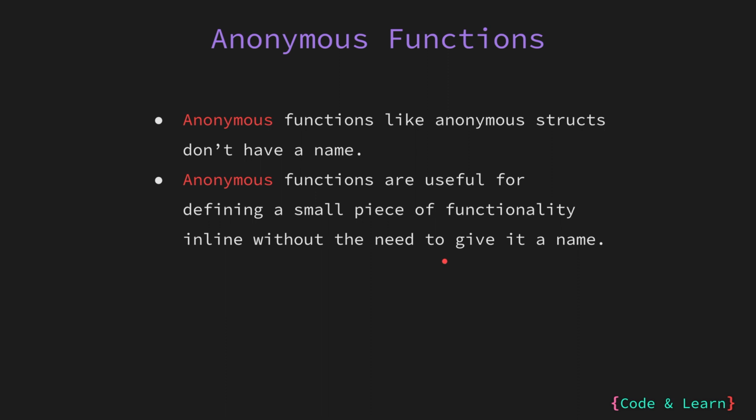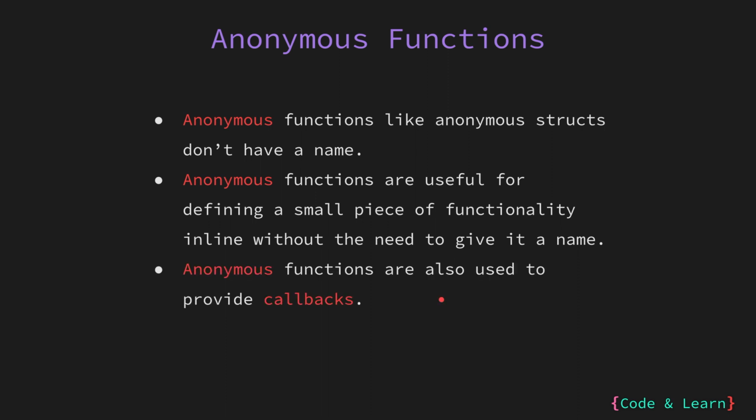They allow you to create a function on the fly without the need of assigning it a name or declaring it separately. Anonymous functions are commonly used to define callback functions, which are functions passed as an argument to other functions. The receiving function can then call the callback function at an appropriate time. This is a powerful tool for customizing behavior.